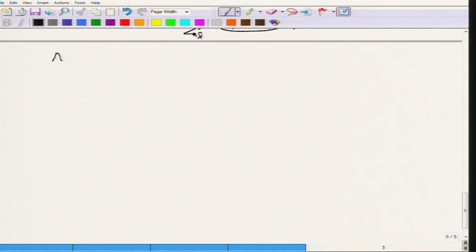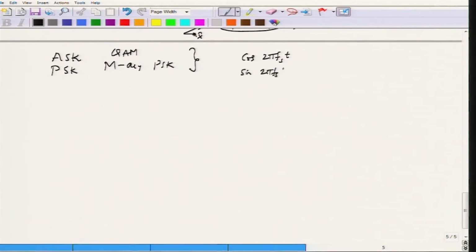I will be considering next amplitude shift keying, phase shift keying, in general an M-ary phase shift keying, or I will be considering QAM. All these modulation methods can be geometrically understood by talking about 2 unit signals, or 2 orthogonal signals. These orthogonal signals are cos 2 pi fst and sin 2 pi fst. The corresponding unit signals along these two can be labeled as phi s1 and phi s2 of t.